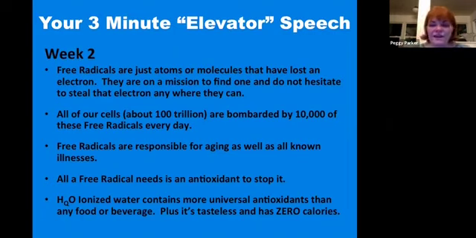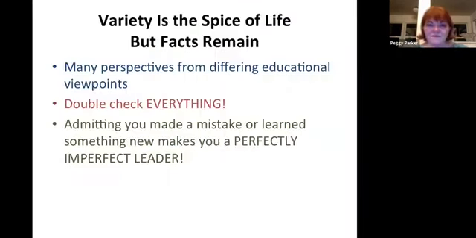Ionized water contains more universal antioxidants than any other food or beverage, plus it's tasteless and it has zero calories. Okay? Now, while variety is the spice of life, facts remain. There are so many perspectives from different educational points of view and different educators about ionized water, and you're going to hear tons of things. So always double check everything.